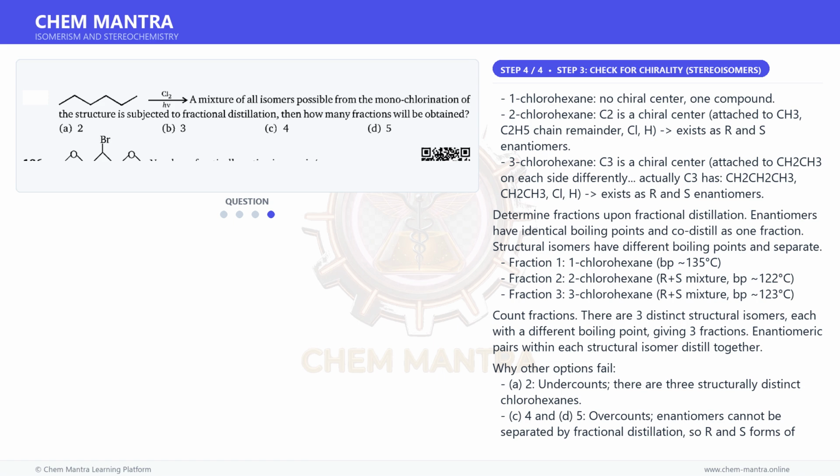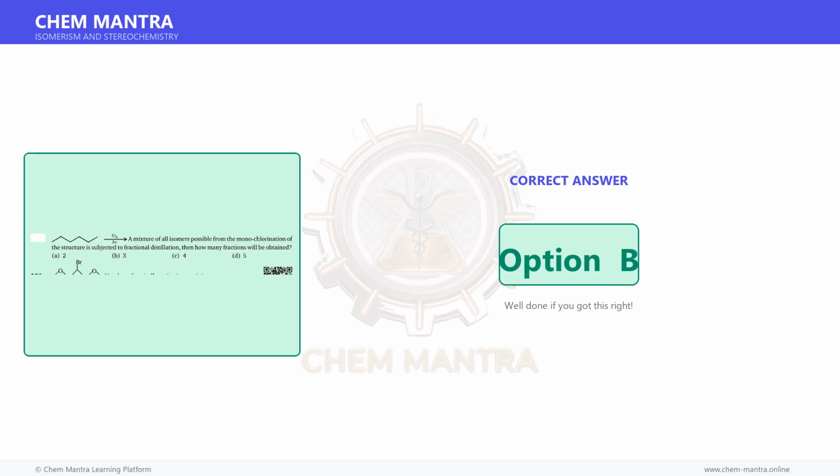Why other options fail? A. 2 undercounts. There are 3 structurally distinct chlorohexanes. C. 4 and D. 5 overcount. Enantiomers cannot be separated by fractional distillation, so R and S forms of 2-chlorohexane and 3-chlorohexane each give only 1 fraction respectively. Therefore, the correct answer is option B.